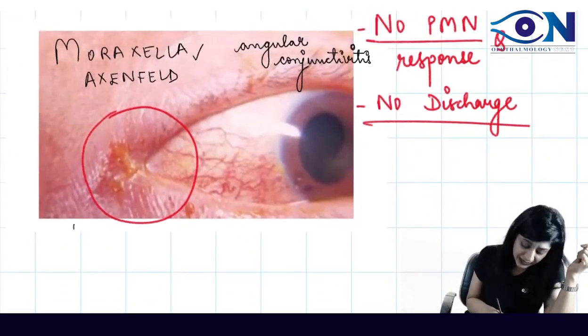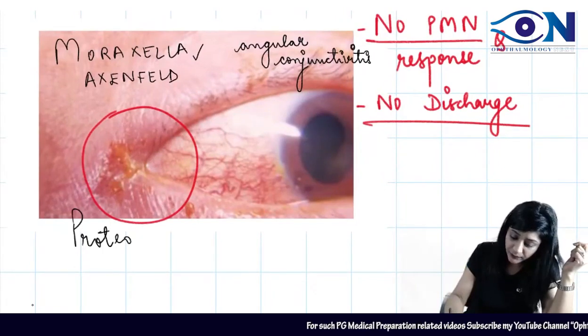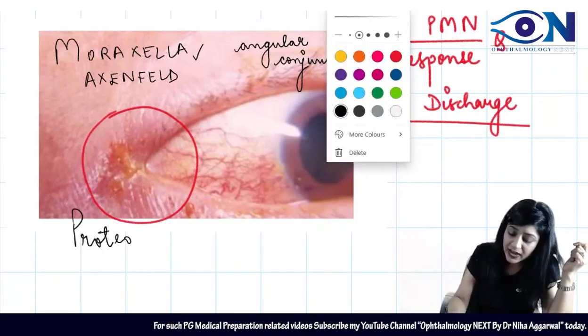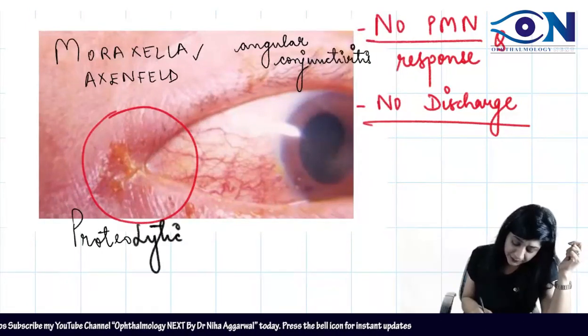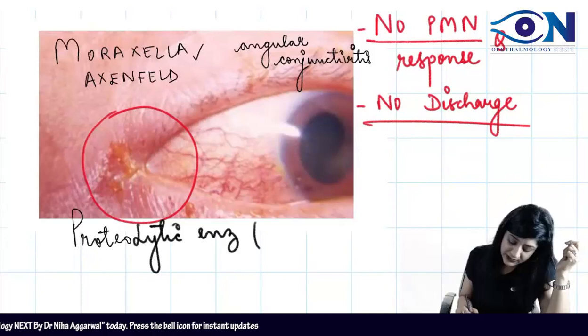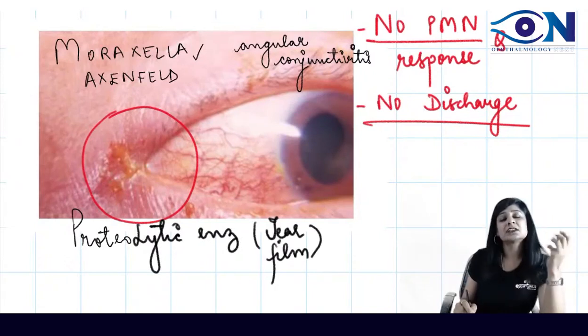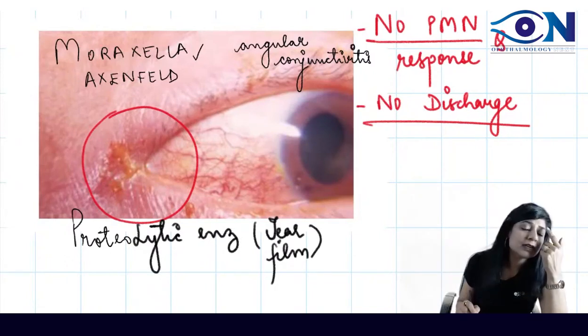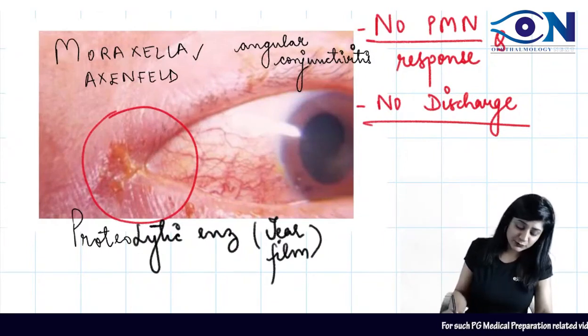What is that enzyme? It is called the proteolytic enzyme. Is this font size okay, guys? Are you able to read? So this proteolytic enzyme is actually accumulated in the tear film, and from that tear film, it is causing the eczema, the maceration, the drying. Now, who will tell me the treatment of choice for this?